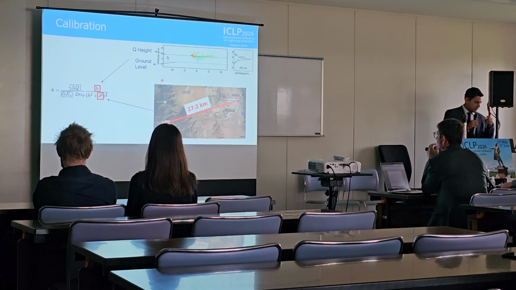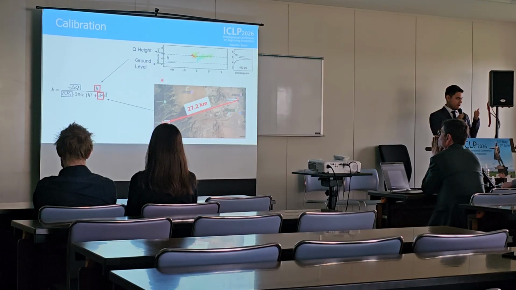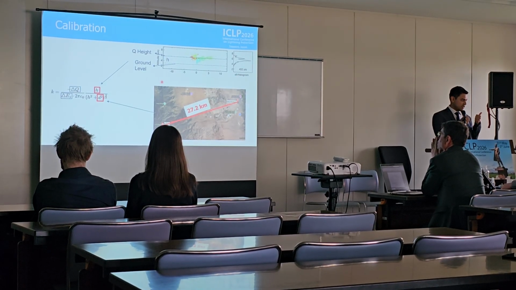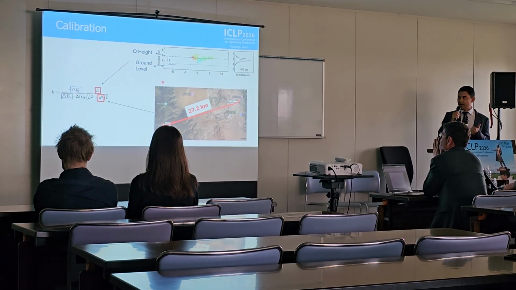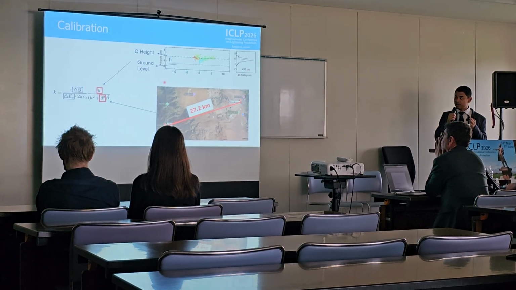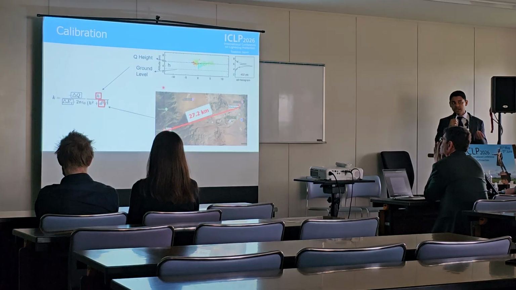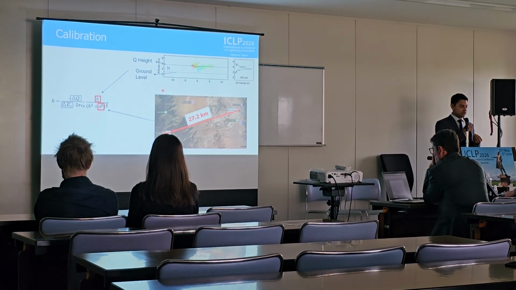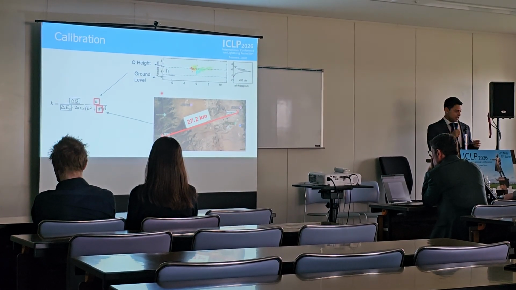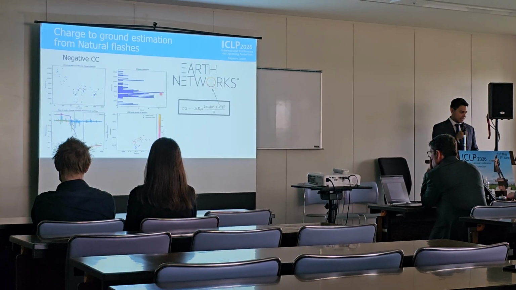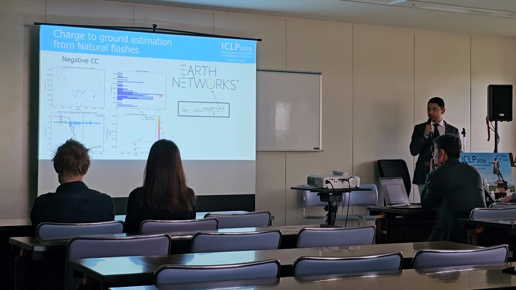So having delta Q, delta E, H, and D, we are able to find a very good calibration factor. So we have an accurate electric field measurement. Now we are able to apply that methodology to natural flashes.